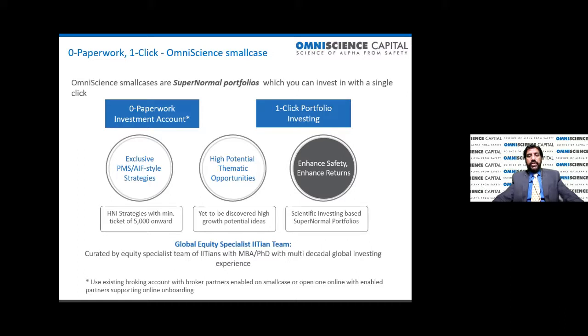But now the typical PMS minimum ticket size is 50 lakhs. AIF minimum is 1 crore. But on Smallcase, OmniScience strategies, some are available even at 5,000 rupees minimum. A lot of them are available below 1 lakh rupees.